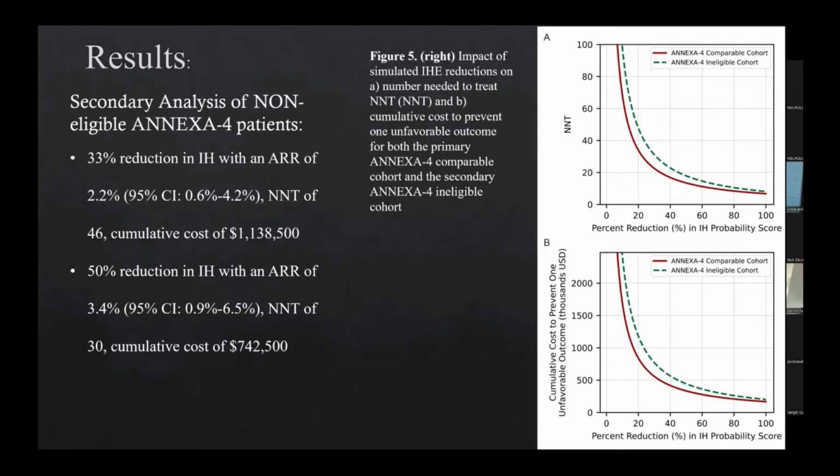If a hospital were to include andexanet alfa in its formulary, it's very probable that patients presenting with ICH who would not be eligible for the original trial would still get the drug anyway. And naturally, you see a higher number needed to treat and higher cumulative cost for this non-eligible cohort. Again, in these figures, you see that as the bleed expansion probability decreases, there are lower numbers needed to treat and lower cumulative costs as well.